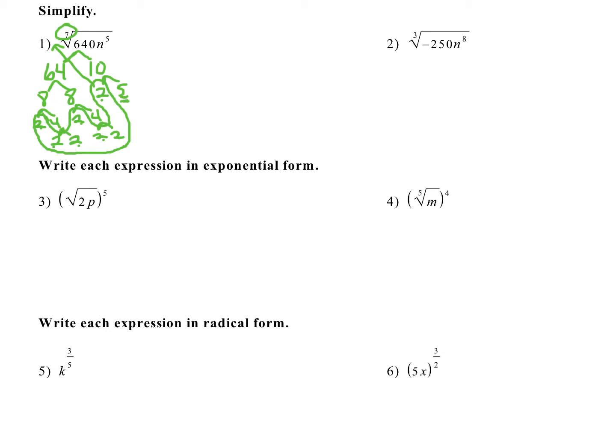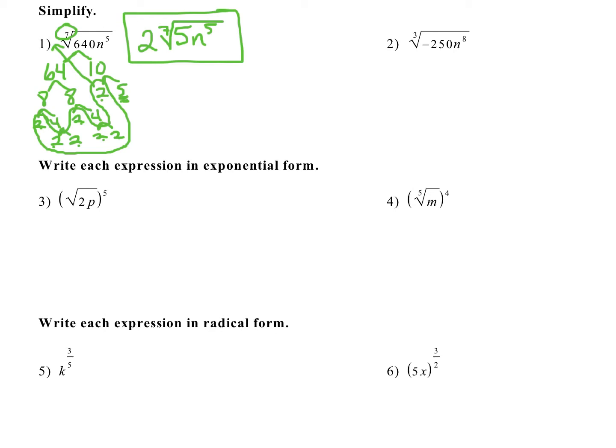So that means I bring a 2 to the outside. My other prime factor that I don't have 7 of just stays on the inside. So 2 times the 7th root of 5 n to the 5th. Okay, and there's nothing else that I can do with that.